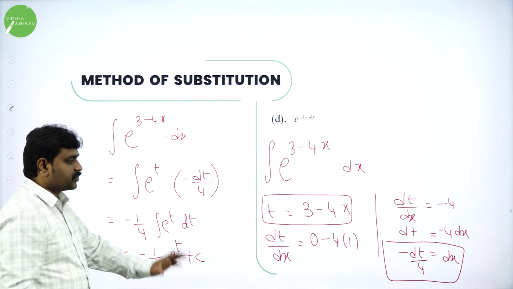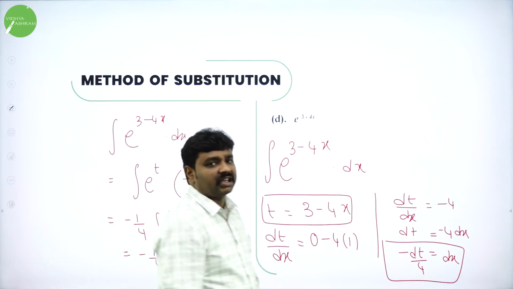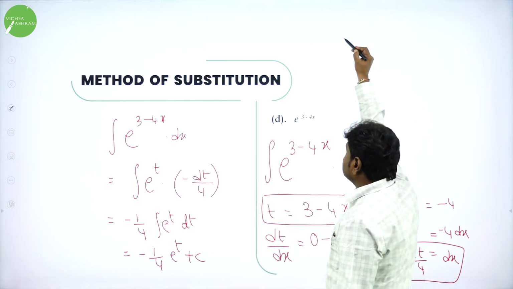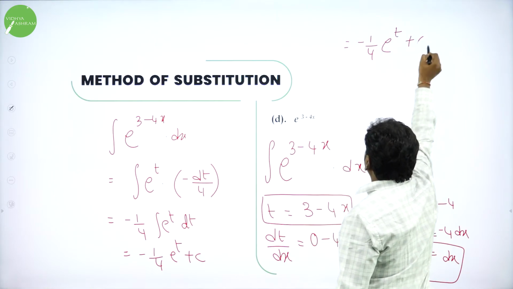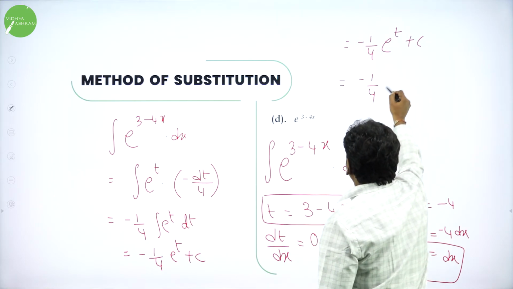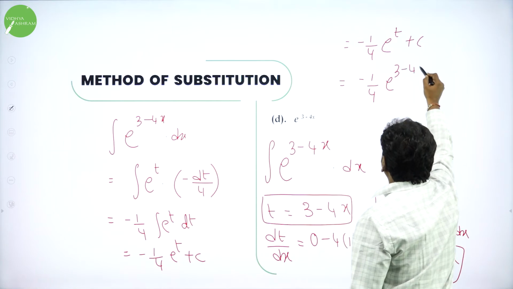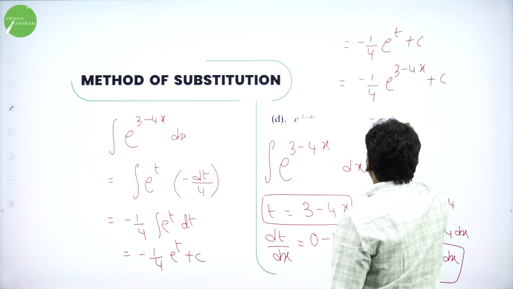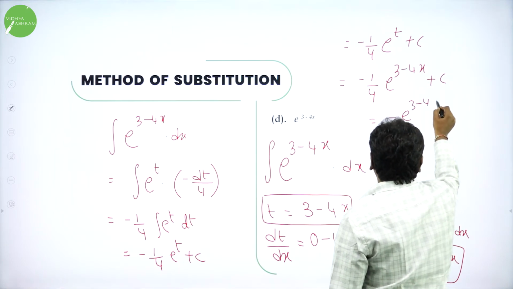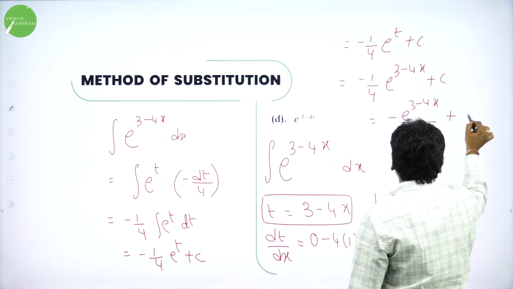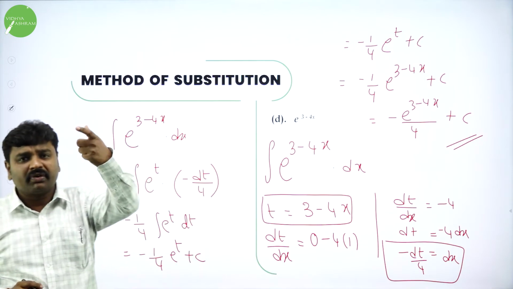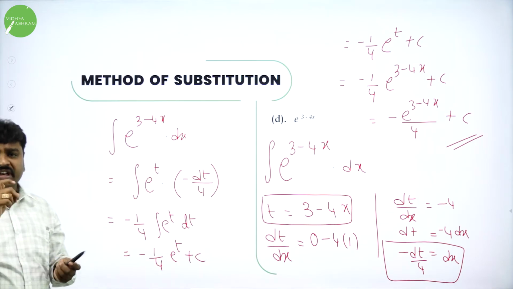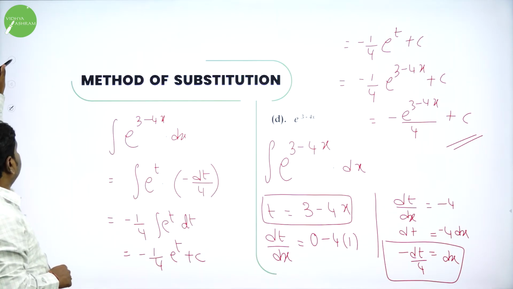Now in the place of t, substitute the value of t. What is the value of t? 3 minus 4x. So the final answer is minus 1 by 4 e power 3 minus 4x plus c. If you multiply, it will become minus e power 3 minus 4x whole thing by 4 plus c. This is the final answer. So here we observed the power is in the form of a linear equation. Always take the linear expression as t.